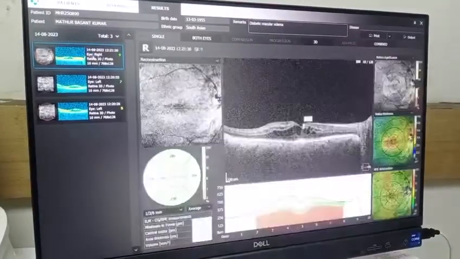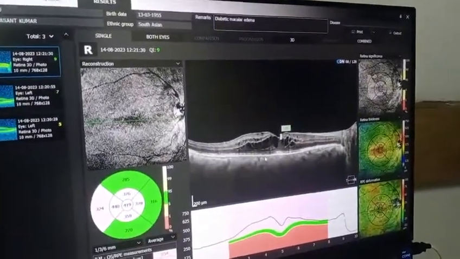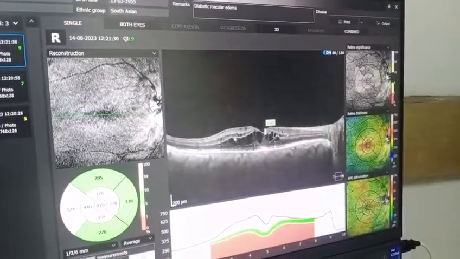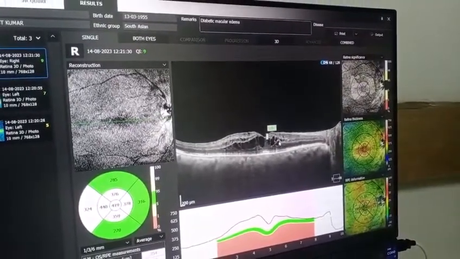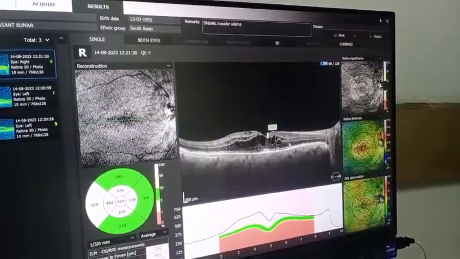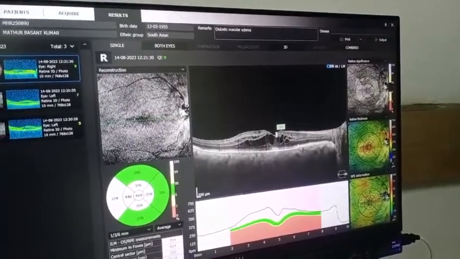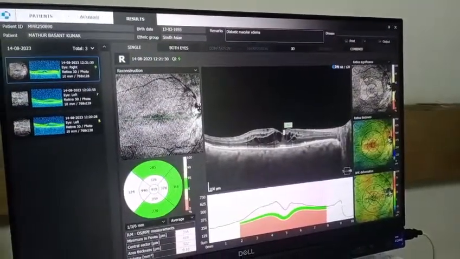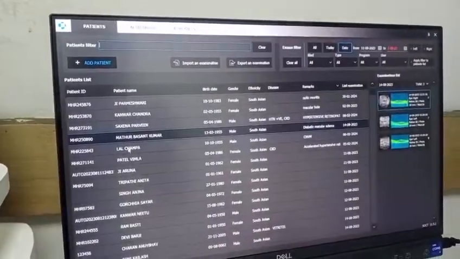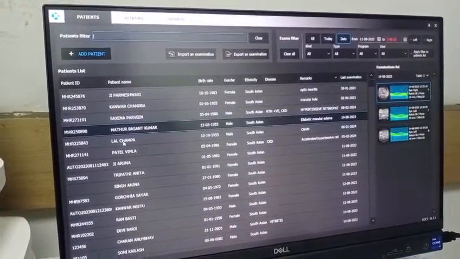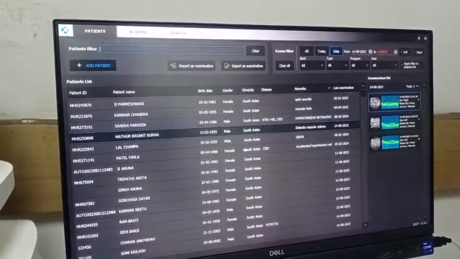This is a typical case of macular edema, diabetic macular edema. We can see here small spaces. These are spongiform diabetic macular edema. According to this type of macular edema, we can treat this also. So for classification purposes, OCT is very useful.